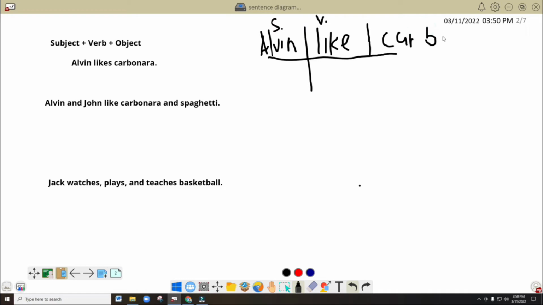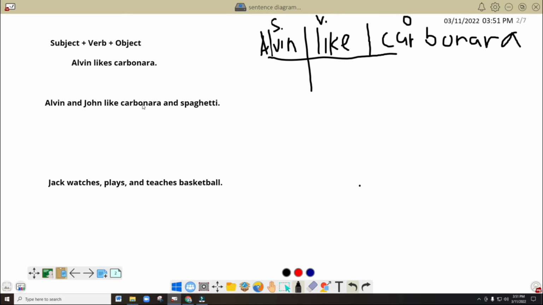So it's carbonara, although the letters are running away from one another, and my N and R are almost alike. Never mind about that one. We just need to follow the pattern for the sentence diagram. So see, we now have the subject, the verb, and the object.